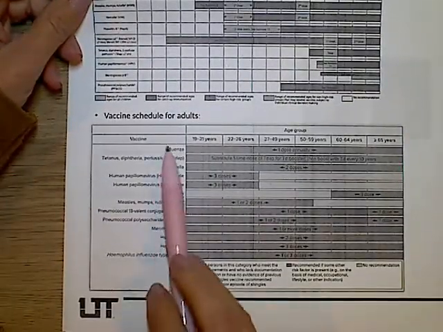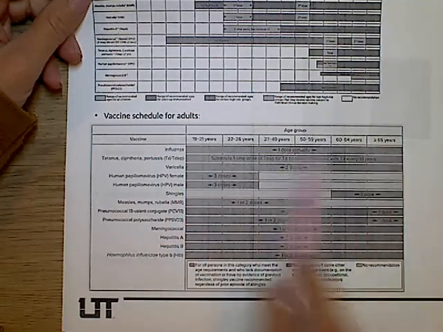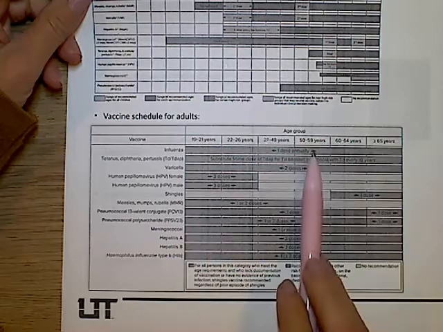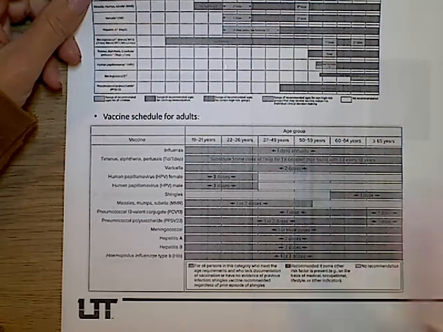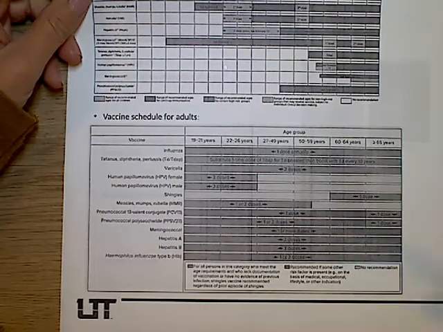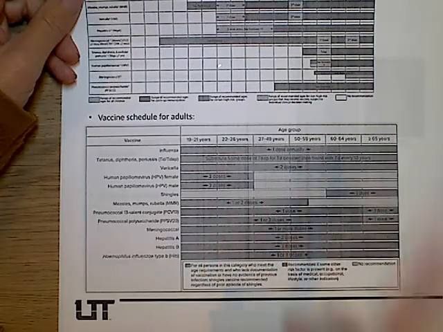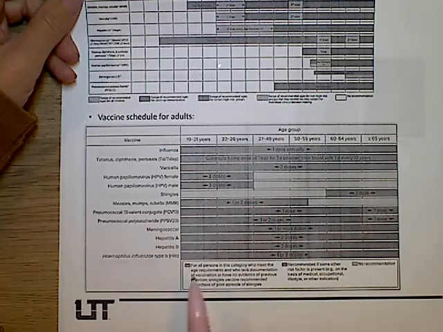And where's the flu? Influenza. So everyone through age 19 through 65 or older should get one dose annually. And the reason for that, if you don't already know, is because the influenza virus mutates every year. And so you need to get a booster for the new variations.